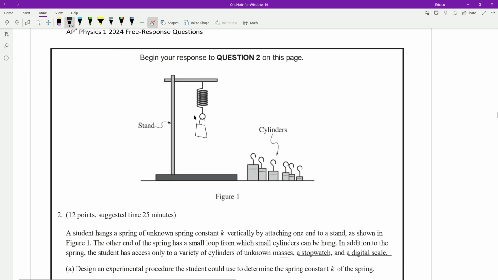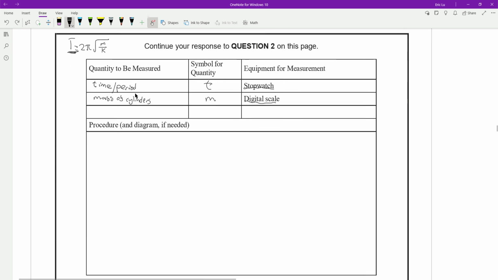Well, what I would do is I would get a cylinder and I would put it on the spring. I would start the stopwatch and release it and time the amount of time it takes to complete one or two oscillations. But make sure if you're timing two oscillations, divide by two. I feel like that would reduce uncertainty, but you'll need to be more precise in your answer. So let me create a text box here.